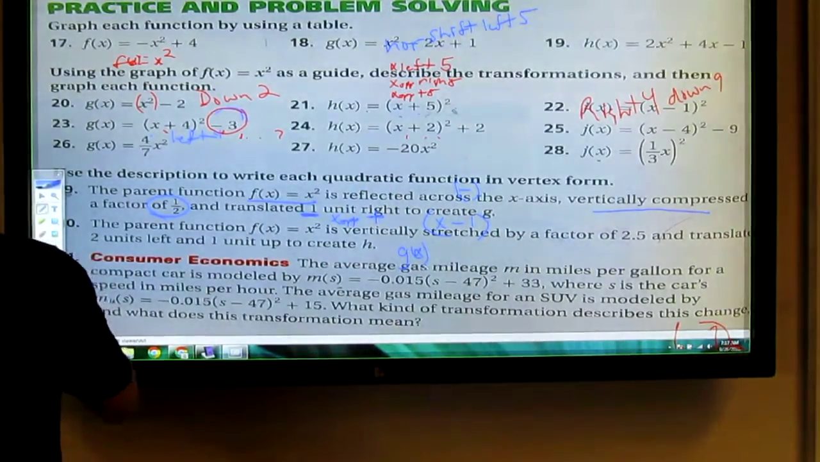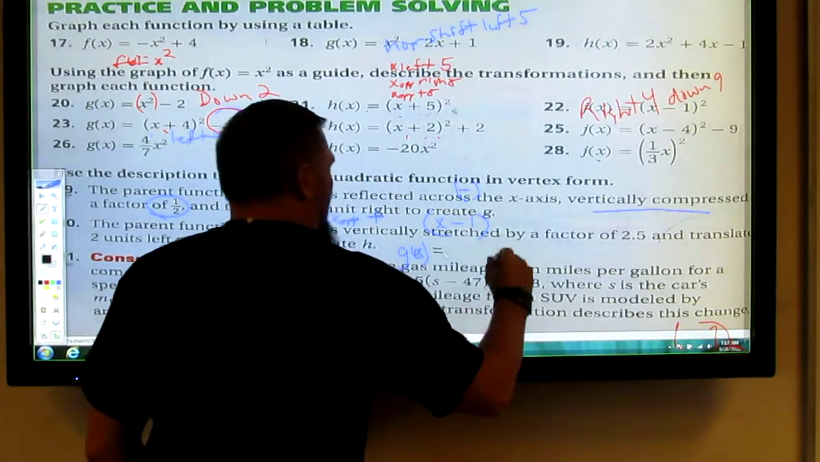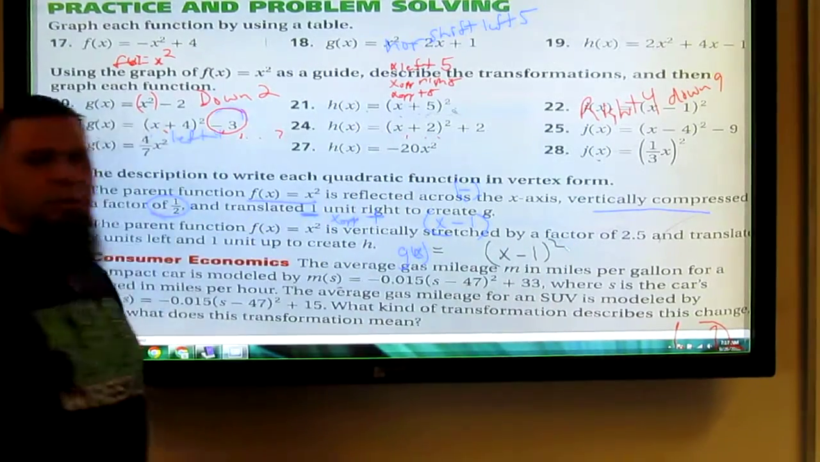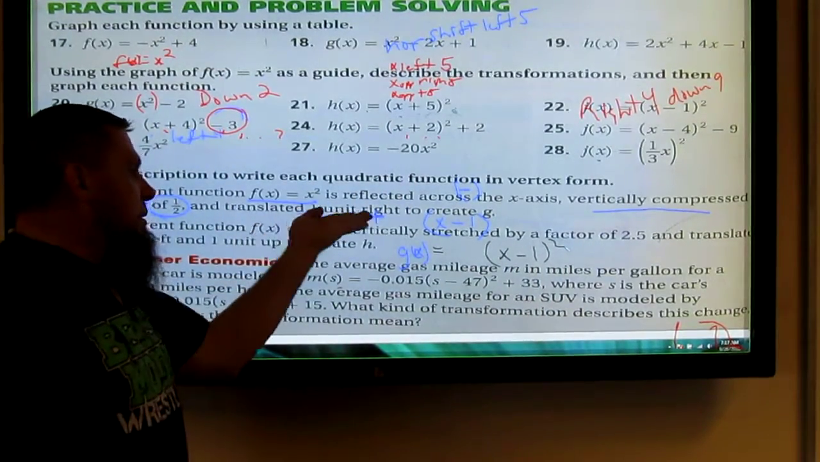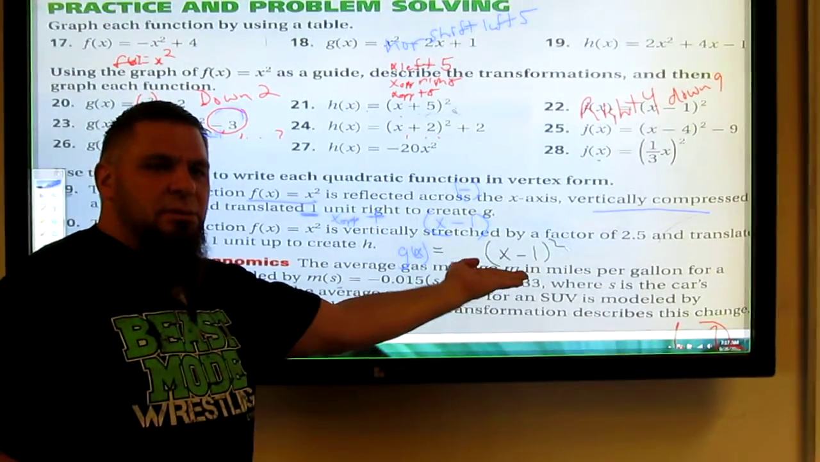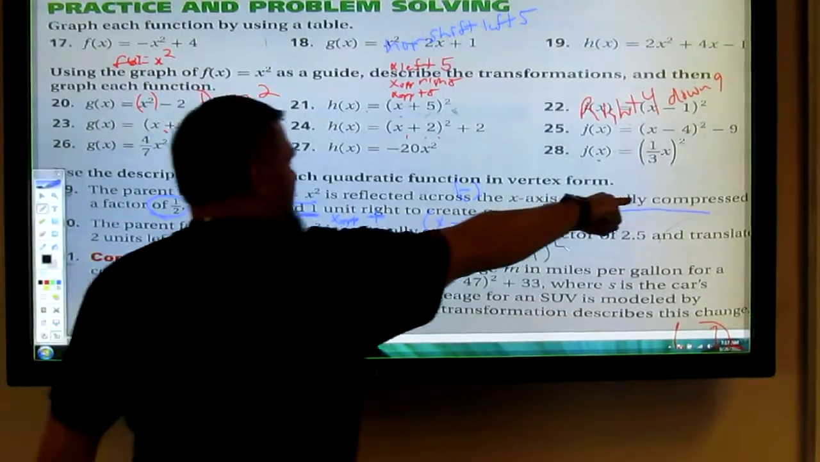So I got g of x, right? And let's put this in black. g of x is equal to x minus 1 squared, right? Because that's what we're doing here. Going right means I do the opposite, so it's minus 1. Okay? And then the factor is vertically compressed.